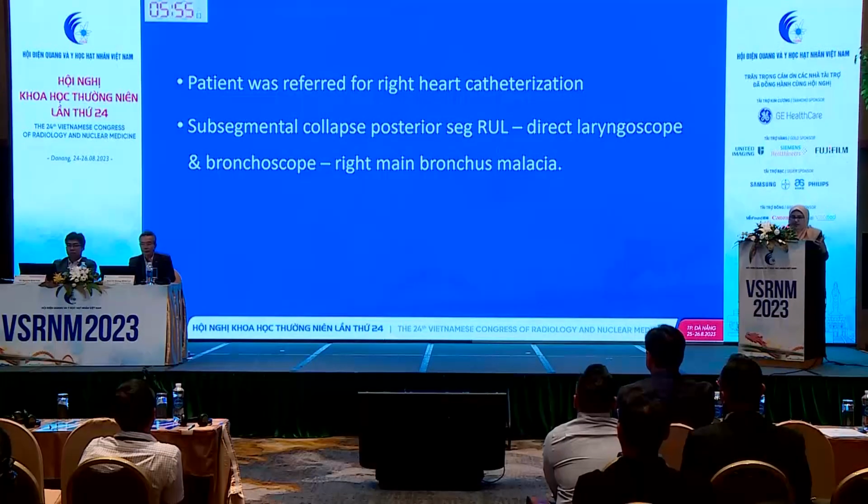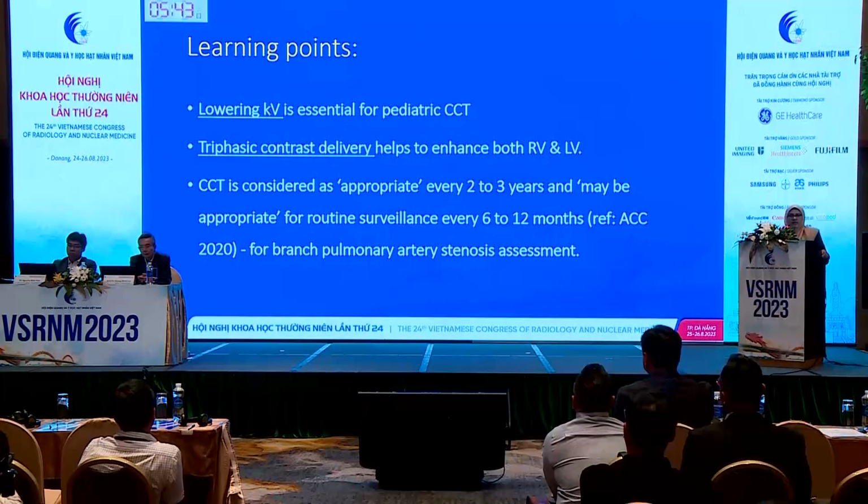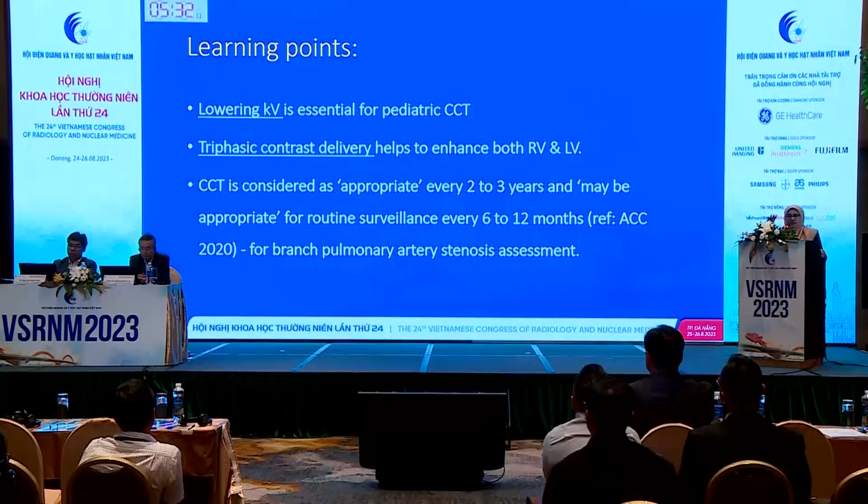So the patient was referred for right heart catheterization again for the stenosis, and eventually got some subsegmental collapse related to the right upper lobe and was diagnosed with right main bronchus malacia. The learning point here is that lowering kV is essential. And you can use a triphasic contrast delivery because, by using this technique, you can enhance both the right ventricle and also the left ventricle.